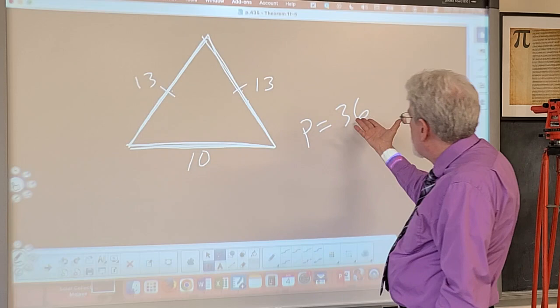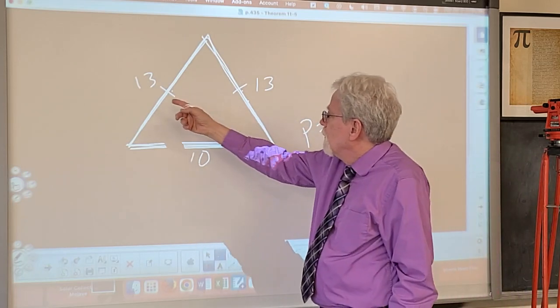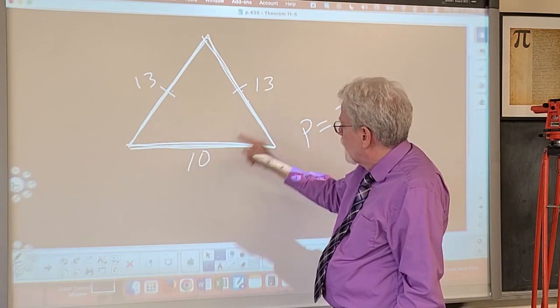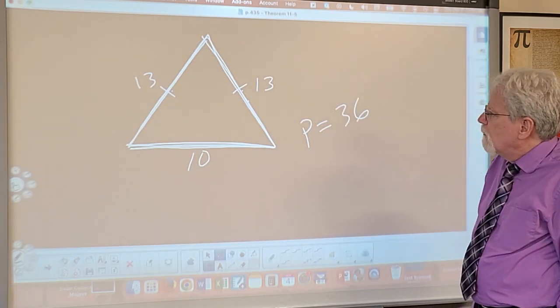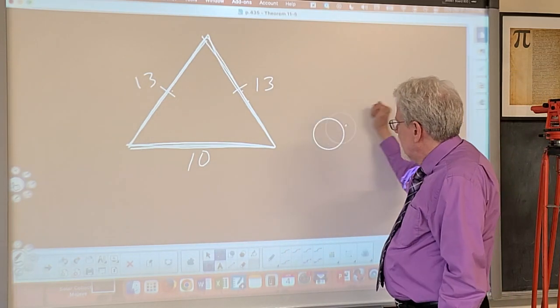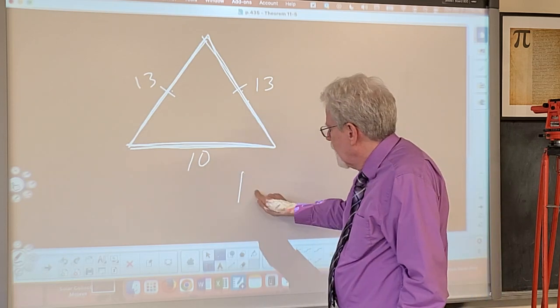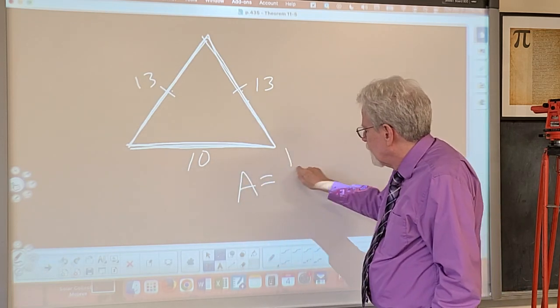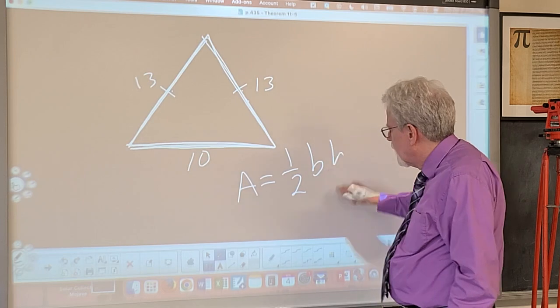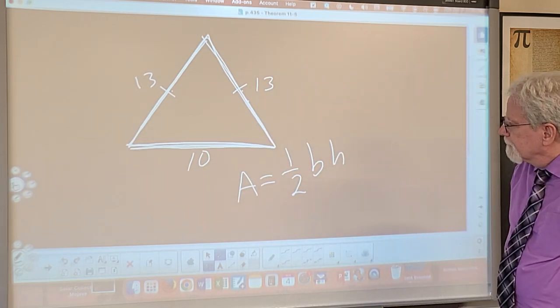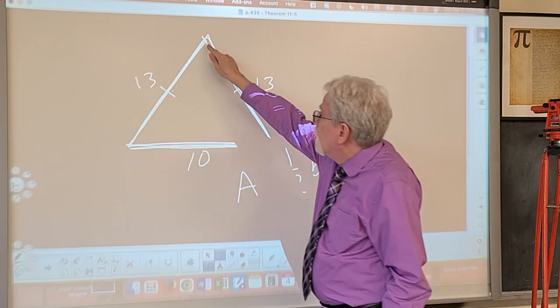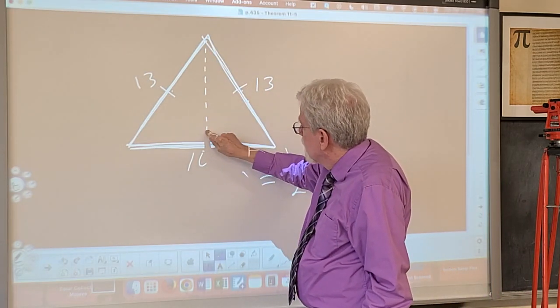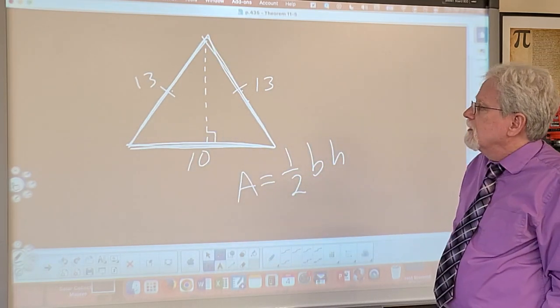Check ourselves. Does that add up to 36? 13 and 13 is 26, and 10 more is 36. Yep, that works. Yep, it does. So now what? Well, again, and again. The area of any triangle is 1/2 base times height. We've got the base. It's 10. We don't know the height. But yes, we do.